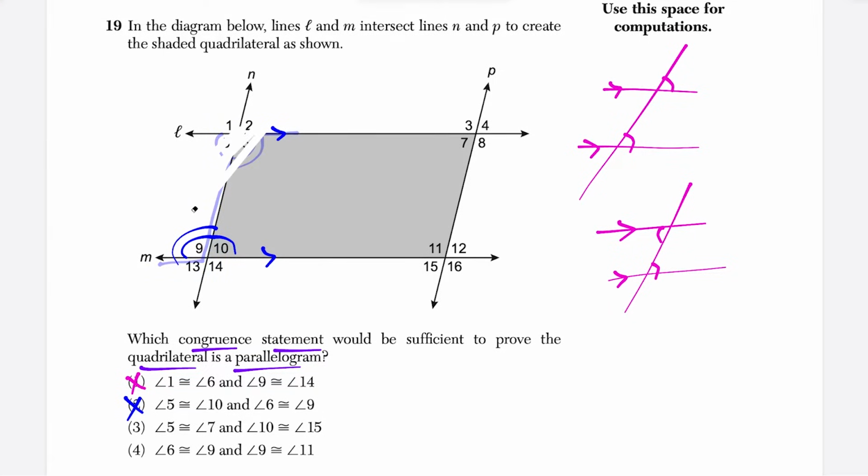So now let's look at the third answer choice here. For the third answer choice, we have angle 5 is congruent to angle 7. So right now we have a pair of corresponding angles that are congruent. So when corresponding angles are congruent, the lines involved are parallel.